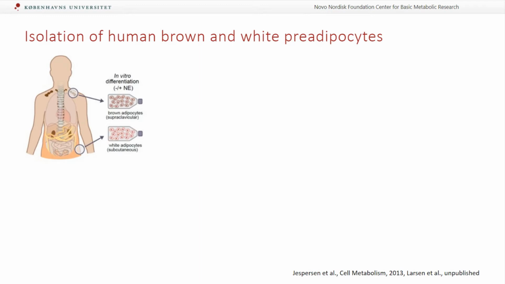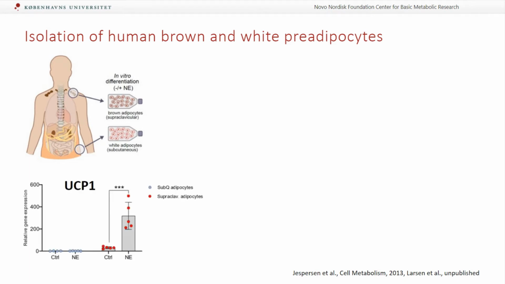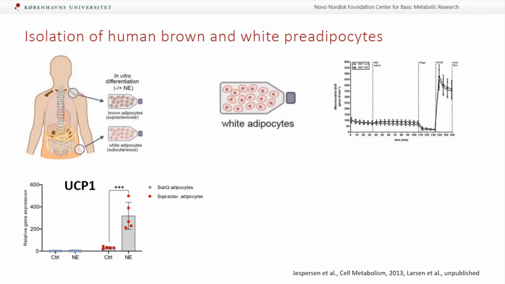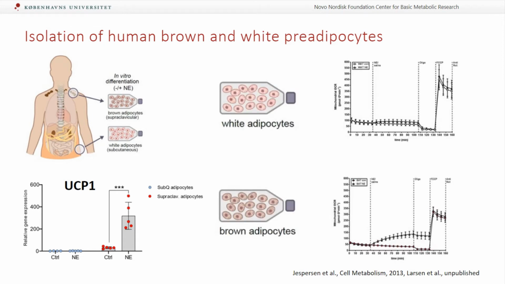So we decided to isolate cells from brown and white fat, and we differentiated them in vitro, and we could see that they are actually maintaining their phenotype. So if we isolate cells from brown fat, they also still respond better to norepinephrine in terms of inducing UCP1 compared to the cells isolated from white fat. And this is both in terms of gene expression, but also in terms of oxygen consumption. So these are functional human brown fat cells.